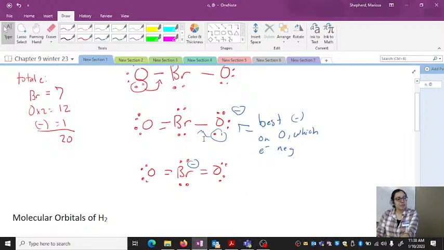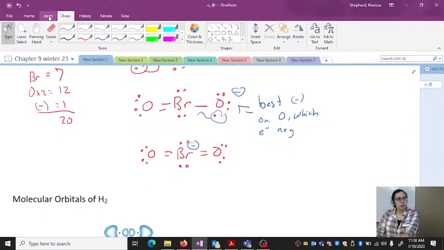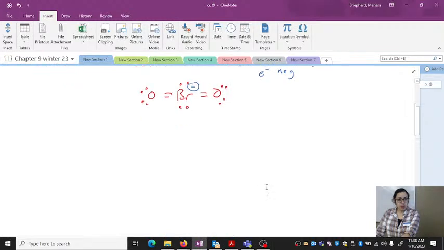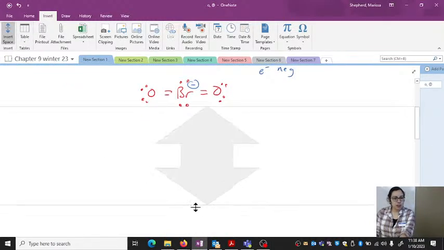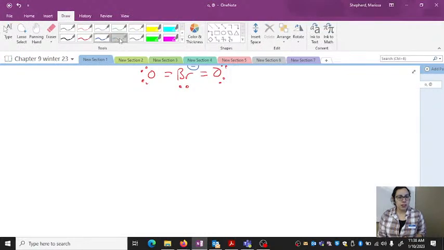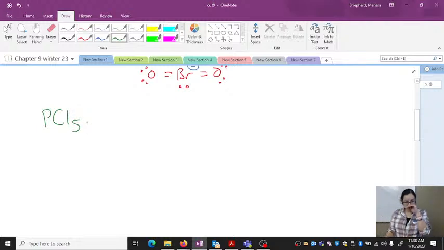I just don't understand the bond angles, like how to tell what they are, and how to count bond angles. I don't understand it at all. So let's just think of PCl5 for a second. And y'all can tell me what you got in lab too. So PCl5, what's the expected geometry of this?